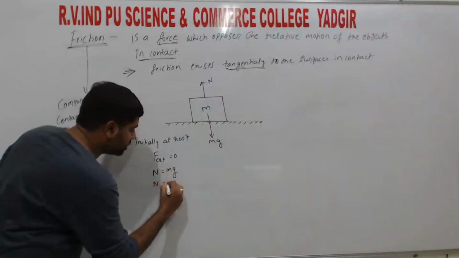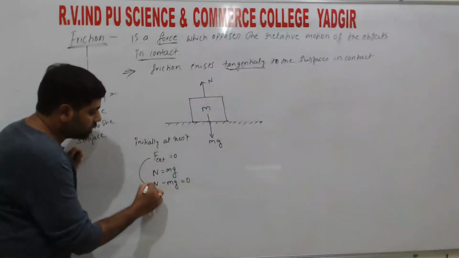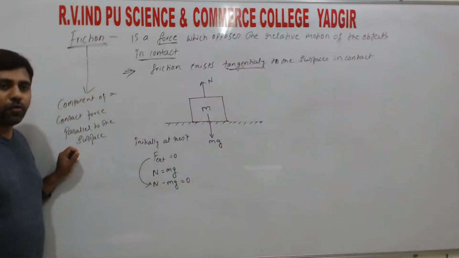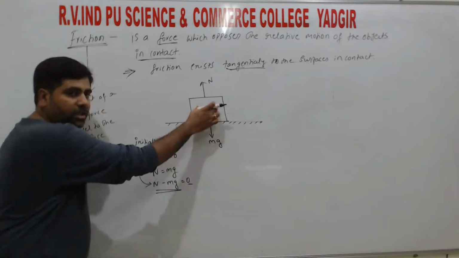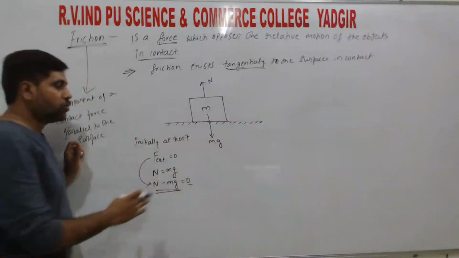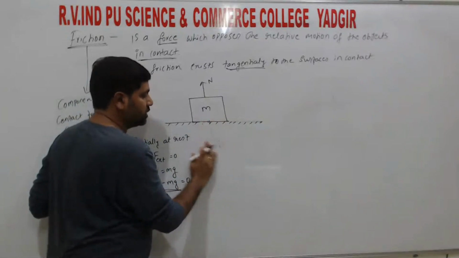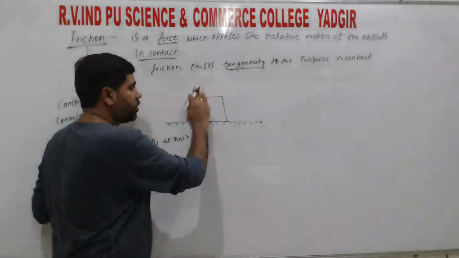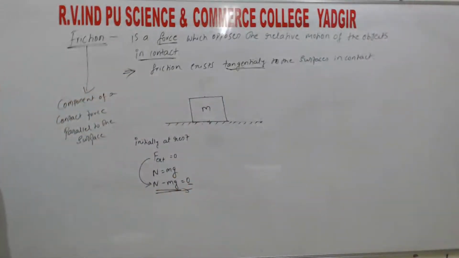So N minus mg is equal to 0. Here we call this the external force. N minus mg, we are getting 0, hence the object is at rest, right? Now we will remove this one. If the object is at rest, we do not consider these two, because again we are getting that value as 0, right?